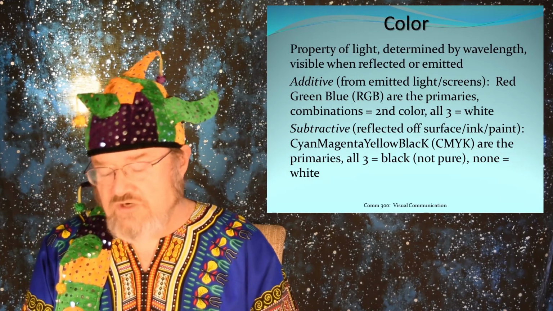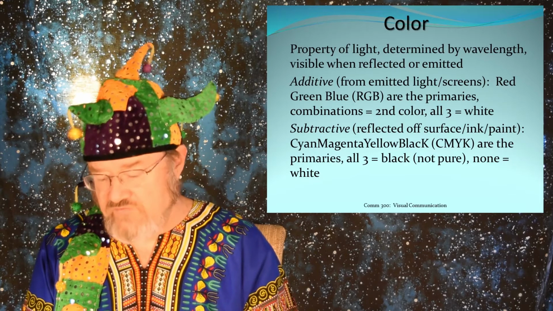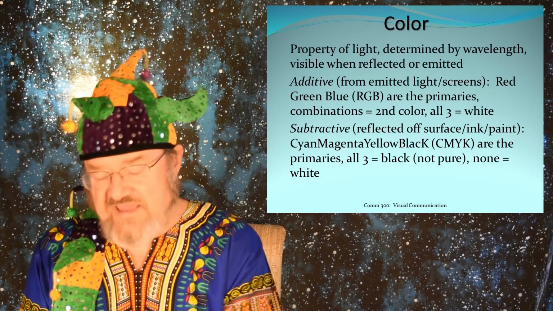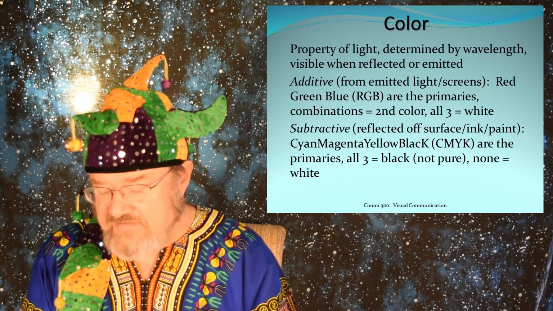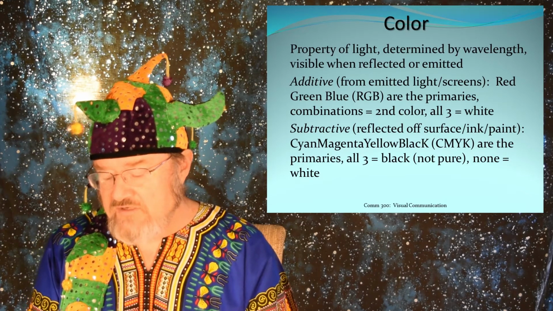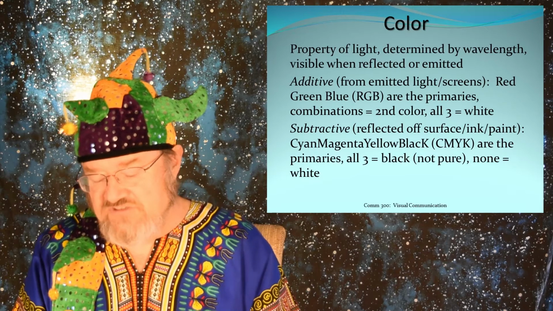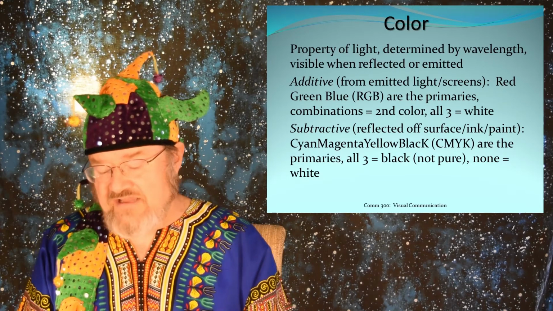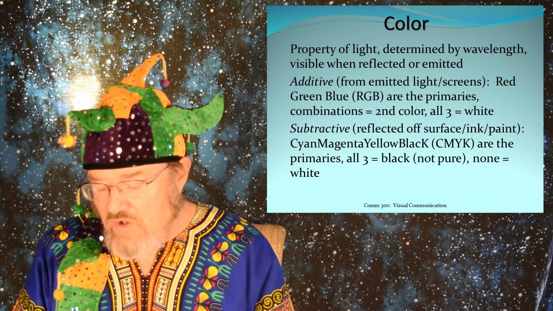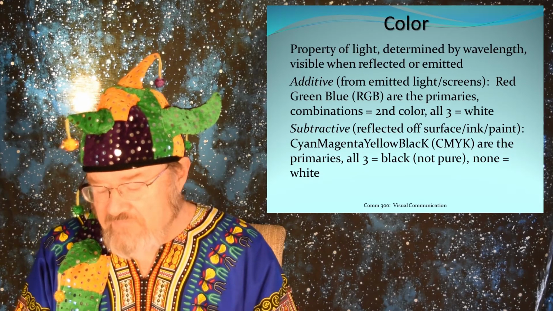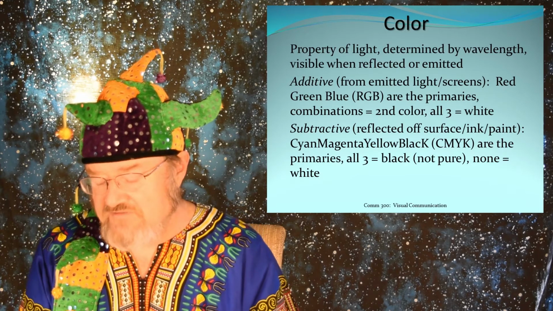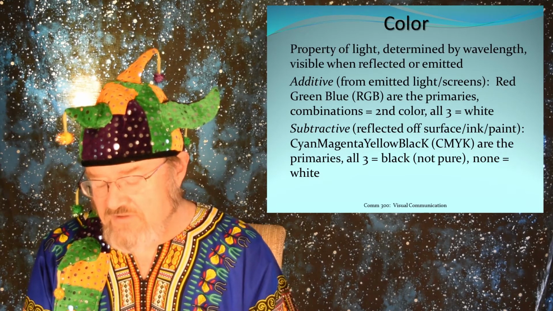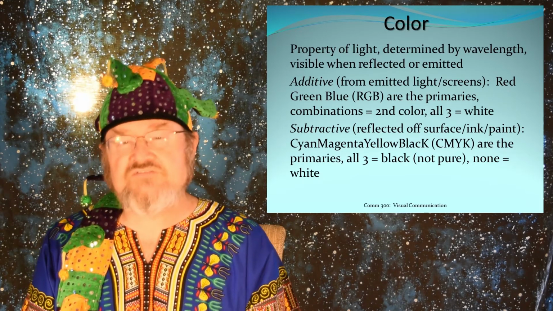Subtractive colors are reflected off of a surface, so ink or painting on a building, or something that is just reflecting the color. We have CMYK, which is cyan, magenta, yellow, black, and when you have all three, that's not a pure black, but if you have none of them, then that's a white. All right, so these are different schemes.